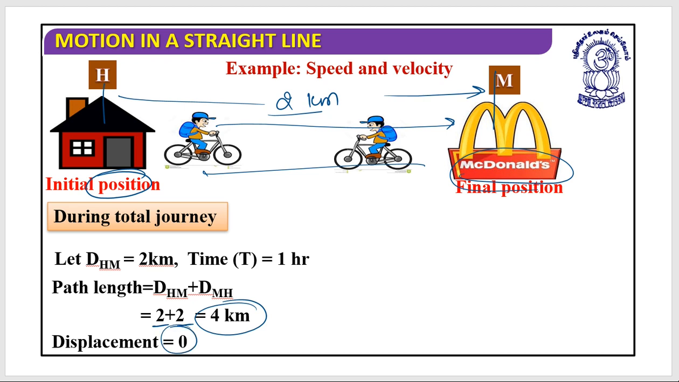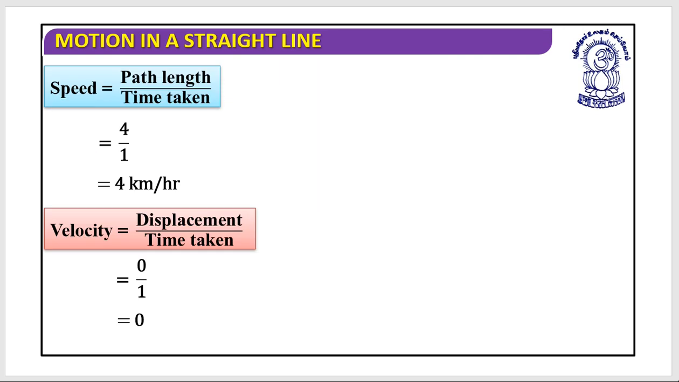Okay. Now, what would be the speed and what would be the velocity? What is speed? Speed is the path length divided by time taken. So this is 4 divided by 1, which is 4 kilometers per hour. While velocity is displacement divided by time taken. Displacement is 0, so velocity is 0.